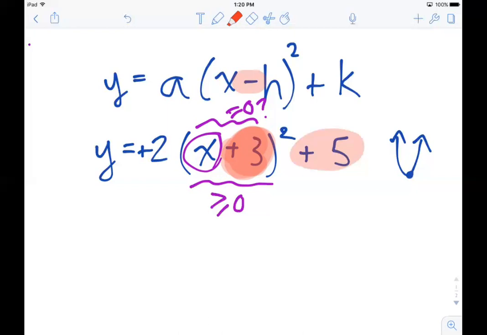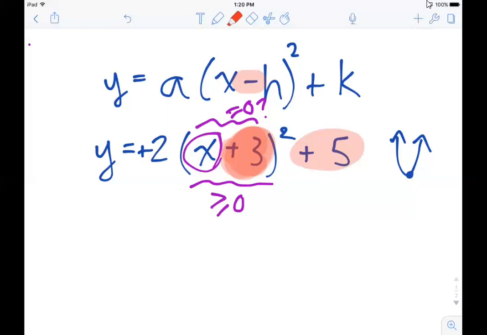And that always happens to be the exact opposite sign to what we see inside the bracket with the x. So if we see something like x plus 3, then the special x value that makes it equal to 0 in that bracket is -3. And suddenly that means our h value, or the x value of our vertex, would be -3.